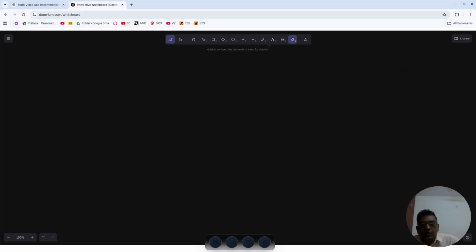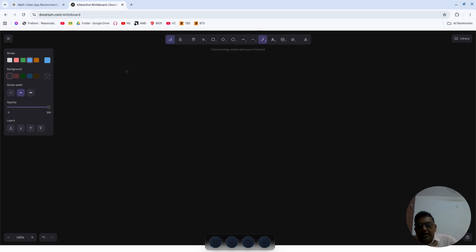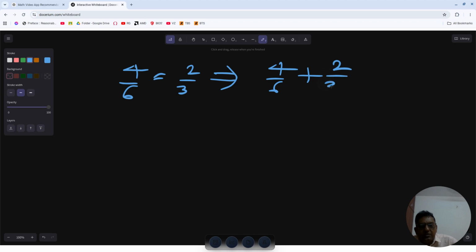Now let us see how fractions are added. A very simple way: 4 divided by 6 is nothing but 2 by 3 if you cancel by 2. The sign here means 'it implies that'. Now I am adding 4 by 6 plus another number, let it be 2 by 3.